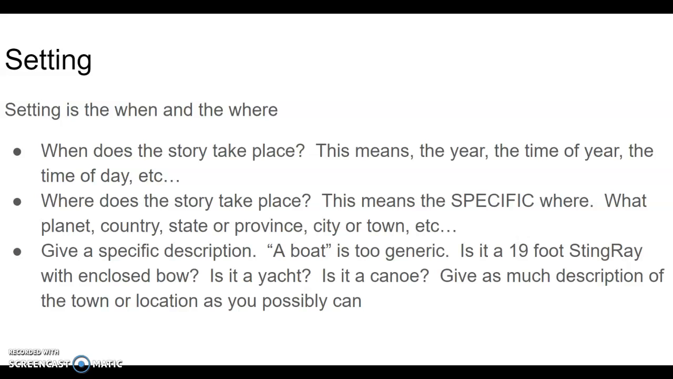If you're asked to say the setting, don't say a boat. Tell me, is this a yacht? Is this a 19-foot Stingray with an enclosed bow? It was a boat my dad had when I was a kid. I loved that boat. Is it a canoe? You need to be as specific as you possibly can, because all of that will make a difference.